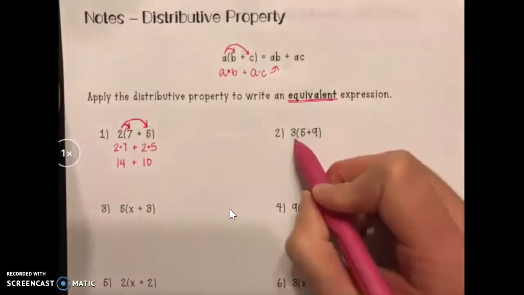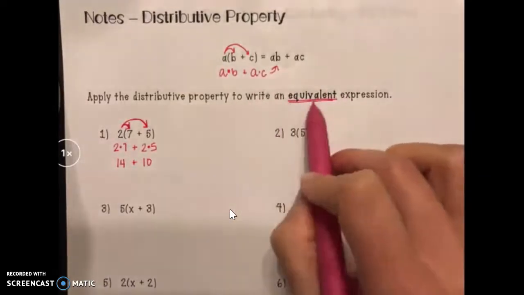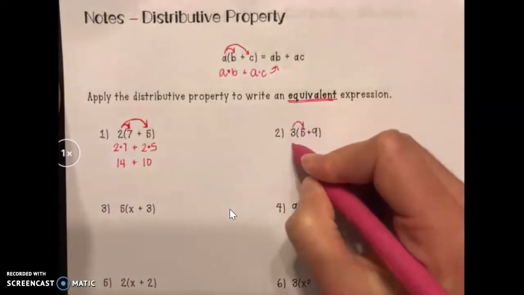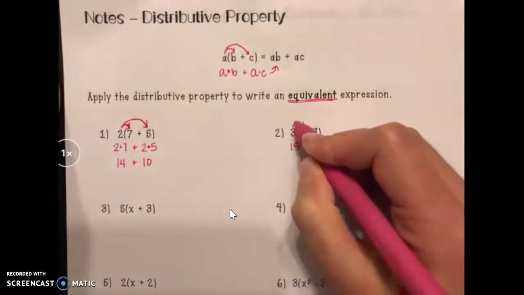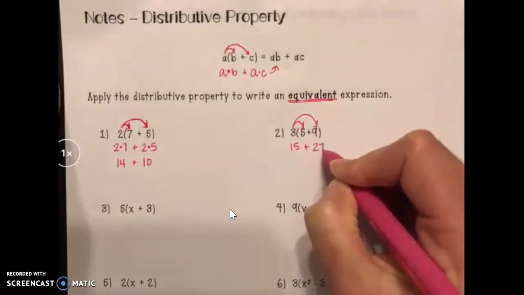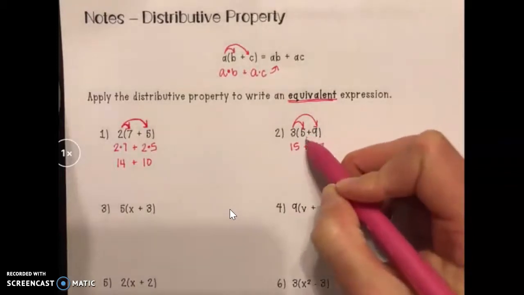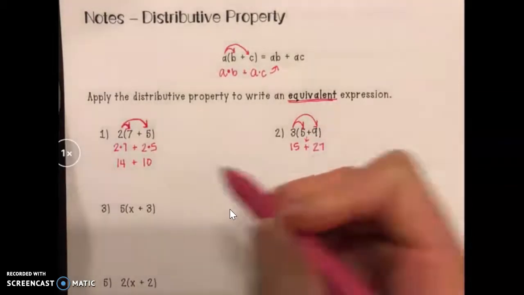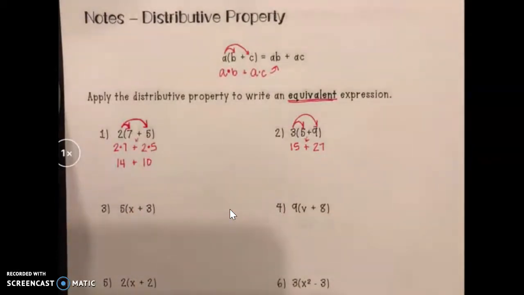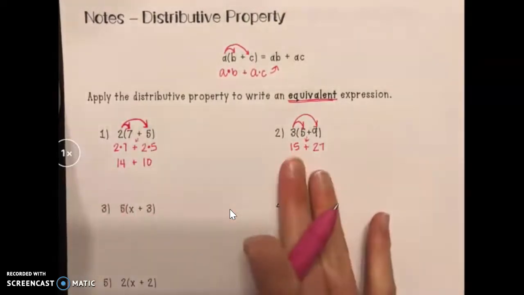Okay, so for number 2, again, we're going to use the distributive property to write an equivalent expression. So we're going to distribute: 3 times 5 would give me 15, and 3 times 7 would be 27, excuse me. Notice how I'm going to bring my sign straight down. You're going to bring your signs straight down; we're going to keep that sign the same. Now we've learned how to write equivalent expressions with just numbers.